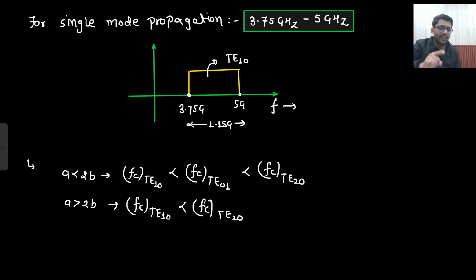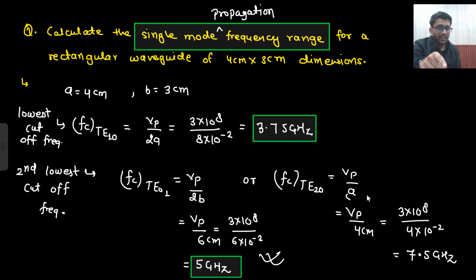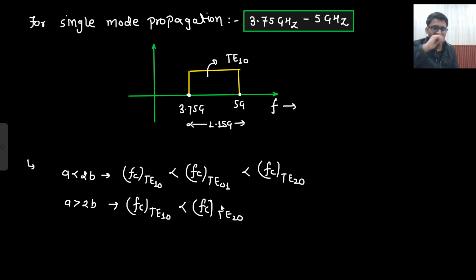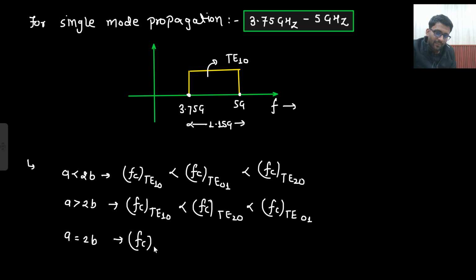TE20 will come, because if A is greater than 2B, then this value will be lower. FC20 will be lower and this value will be higher. And then which value will come? FC01 would come. And if A is equal to 2B, then what will be the scene? Certainly always lowest one will be TE10. But then TE20 and TE01 will be equal.